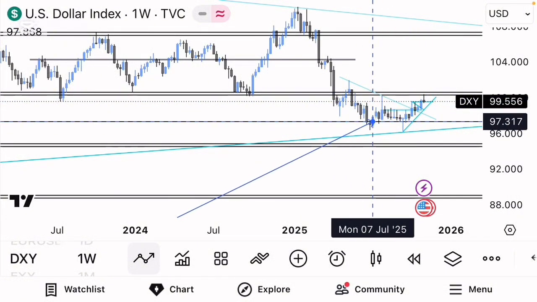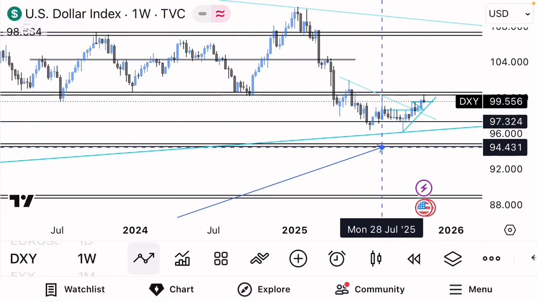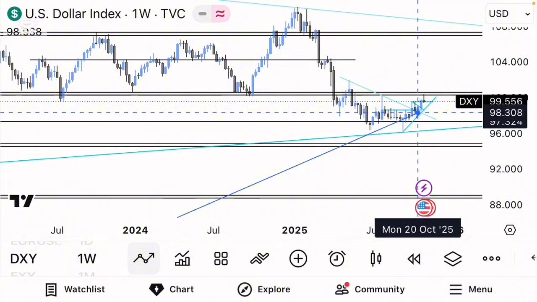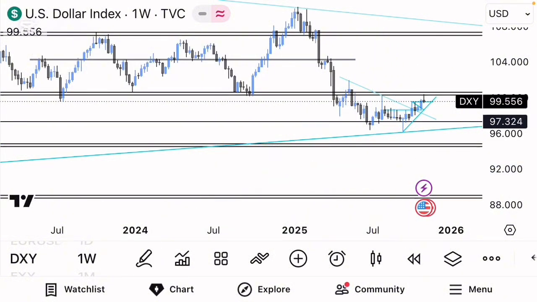When the market is consolidating, I like to map out the consolidation level and wait for a potential break above the consolidation level and see what exactly the market has to offer us. So this is not clear enough, so let's go to the daily time frame and see what exactly we have on the daily time frame for the DXY.